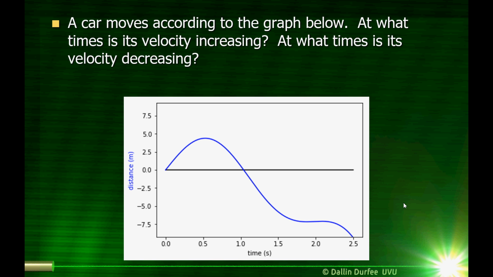Now, at what times is its velocity increasing? Well, if the velocity is the slope, how is the slope changing? Well, here the slope is getting smaller. So right now the velocity is decreasing. It's still decreasing. The magnitude is increasing, but it's increasing in the negative direction. So I'm going to call that a decrease in velocity.